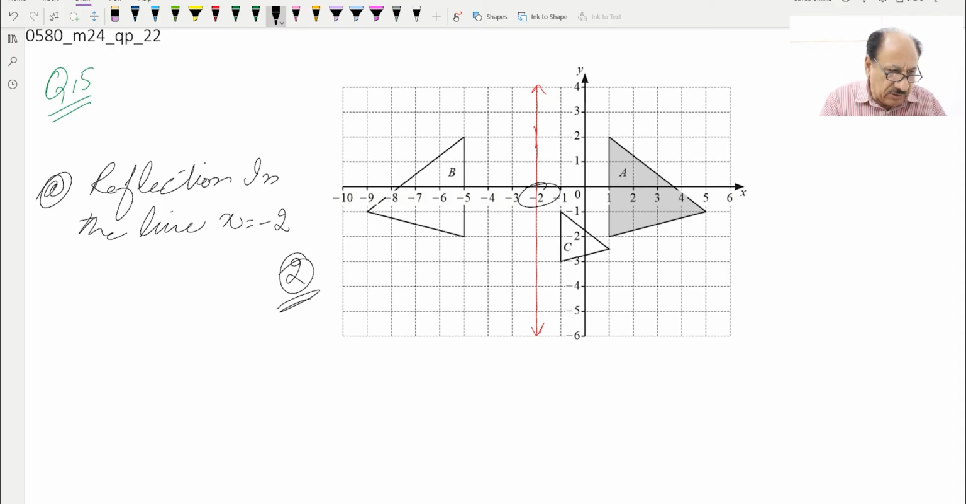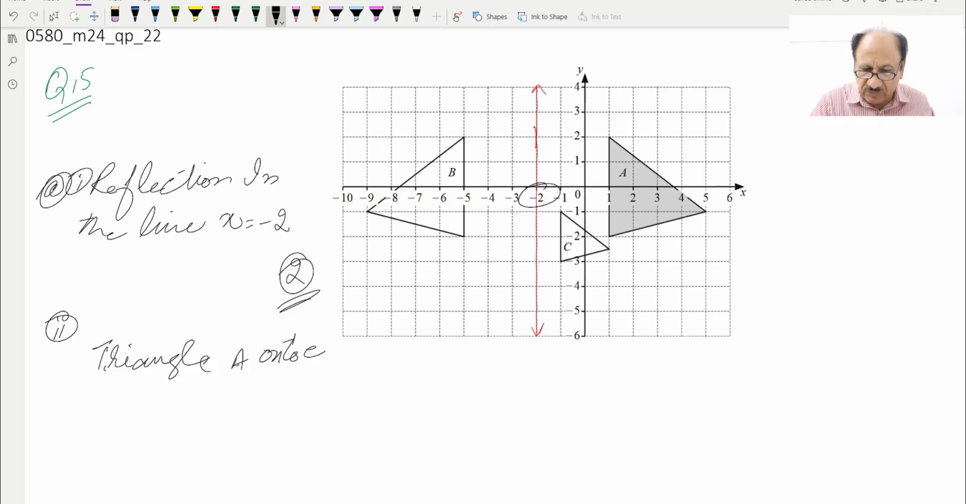And the second part, A2. The second part is triangle A onto triangle C. So A is this one and C is this one. So we can see this is an enlargement, the size is reduced, so we can erase this. And now we will be checking the enlargement.